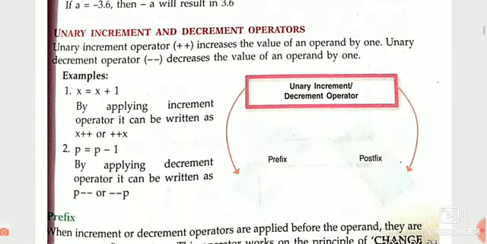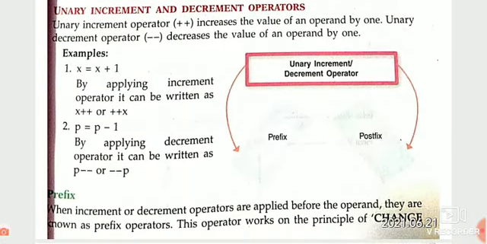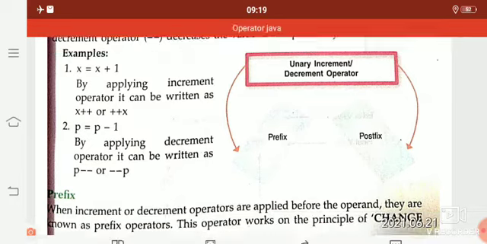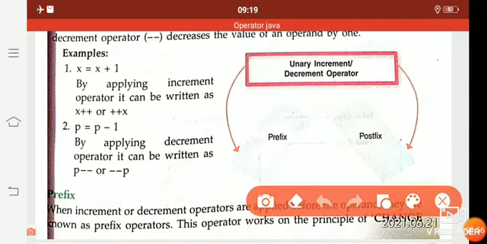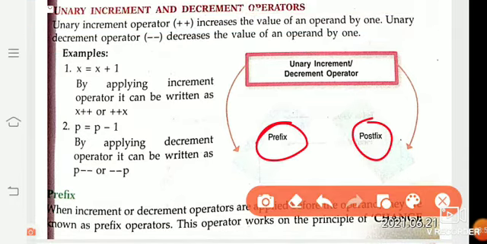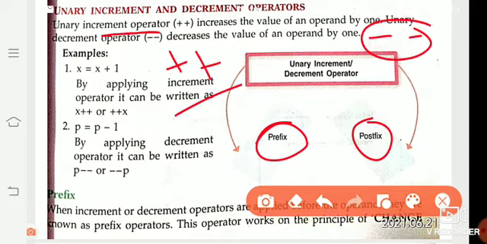Next one is, there are two types of unary operators basically classified: one is the prefix operator and one is the postfix operator. Prefix and postfix. So in increment and decrement unary operators, increment means increase by 1, decrement means decrease by 1. The unary increment operator is plus plus, and if we write minus minus, that means the decrement operator.